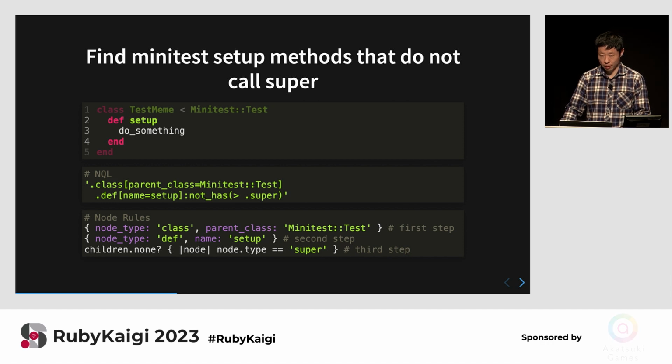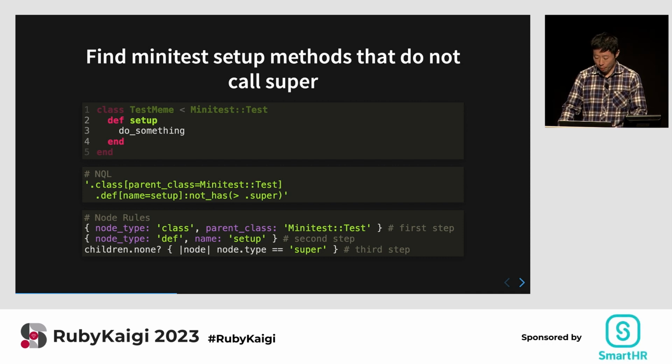Okay, this is a complex case. To find the minitest setup methods that do not call super, the NQL query uses descendant and pseudo selectors, which are similar to the ones used in CSS selectors. It searches for class nodes whose parent class is Minitest. Within each class node, it looks for the def node with the name setup. The pseudo selector not_has ensures there is no super node within the def node.